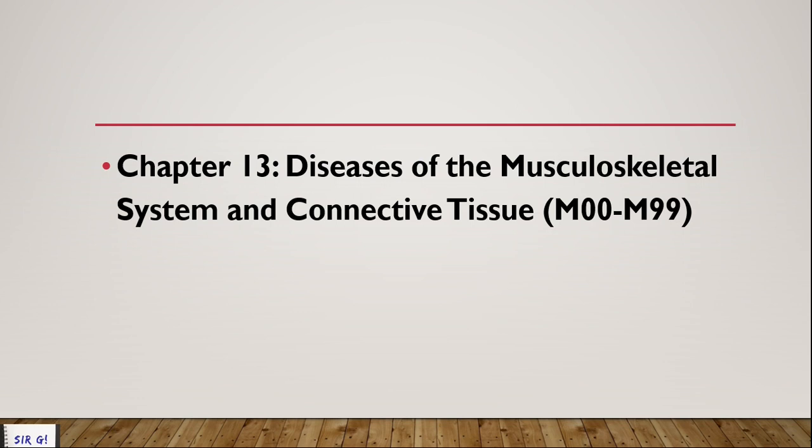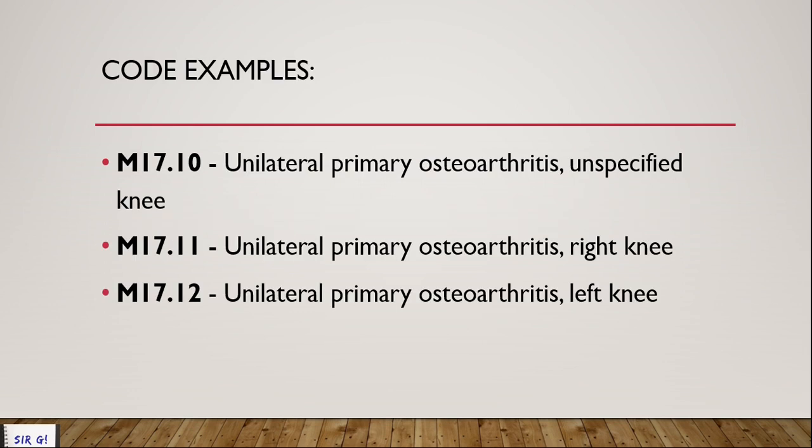Now, before moving on, let's start first with a common example of the codes that we may see in chapter 13. As you can see, from category M00 to category M99, I have some code examples here. You have M17.10, unilateral primary osteoarthritis, unspecified knee; M17.11, unilateral primary osteoarthritis, right knee; M17.12, unilateral primary osteoarthritis, left knee.